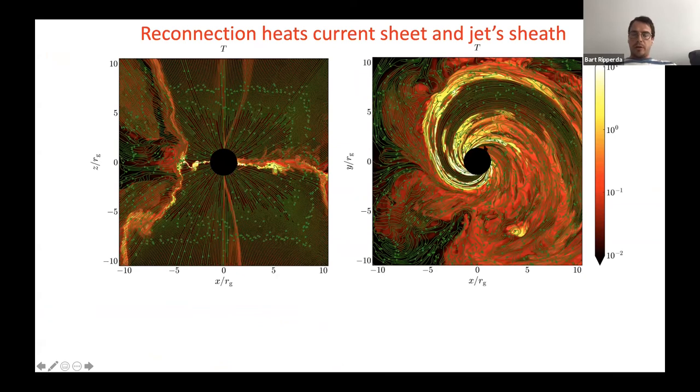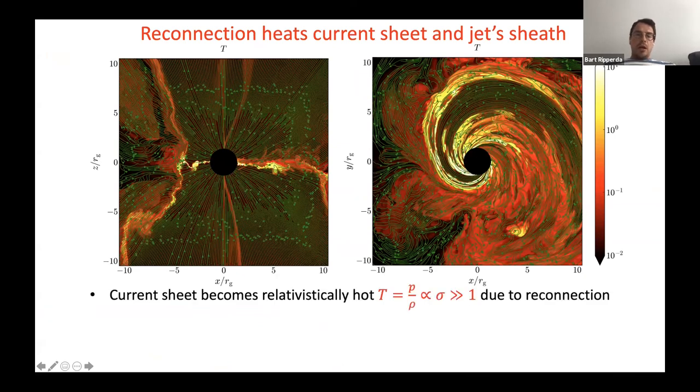So to zoom into this particular flaring state from the two views that we have, left is the poloidal plane and the right is the toroidal plane, you see that this current sheet really becomes hot. And the temperature here actually goes proportional to sigma. So sigma is the magnetization in the jet, and that is set by a floor, as I think Benjamin explained. Like in MHD, we need density floors to avoid that the simulation explodes, because MHD cannot handle magnetizations much larger than 100, just numerically speaking.